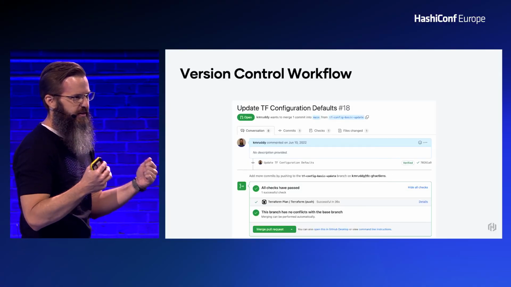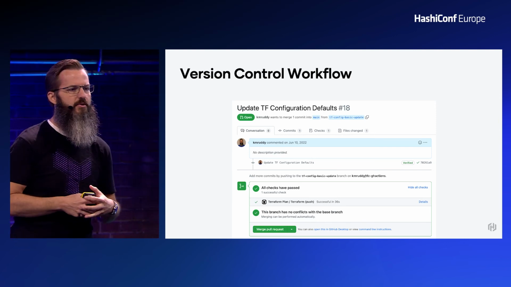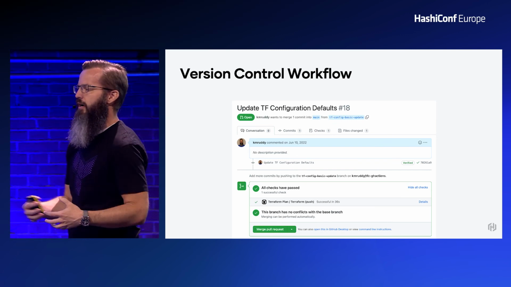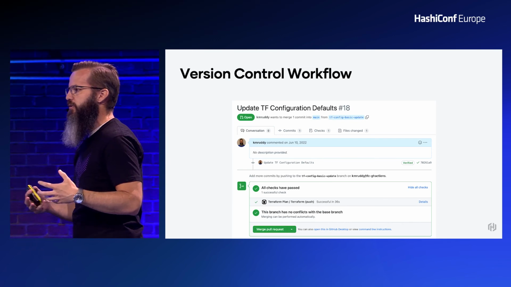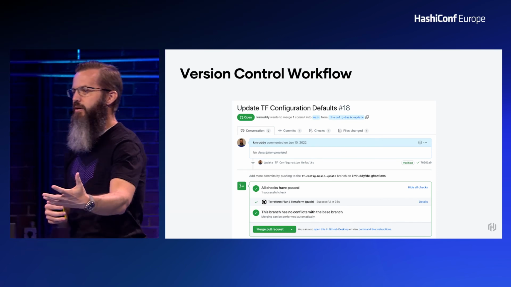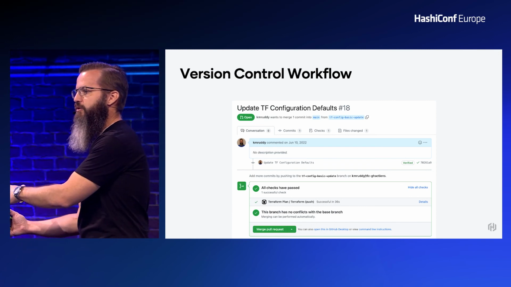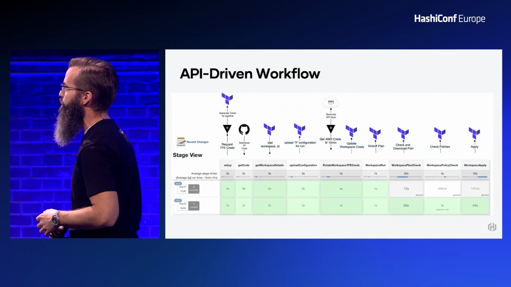Then we get into the version control workflow. This is kind of being touted as GitOps, if you will. This is when we are integrating Terraform into our version control, whether that be GitHub, GitLab, Bitbucket, what have you, so that we have a plan of action. Whenever something happens to our repository, somebody makes a commit, somebody makes a pull request, Terraform can then go ahead and do something based on that action.